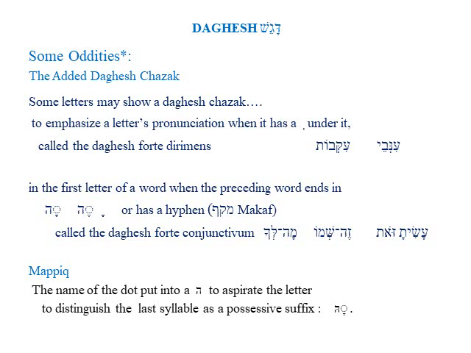One other item is the mapik. It's not really a Dagesh, but it is a dot that is put into the H to aspirate the letter. And this is put in because a lot of words end off with A, with a Hey, but to distinguish it, to show that it is a possessive suffix, an extra dot, this mapik, is put into the Hey to show that it is the sign of a possessive suffix and not part of the original word.